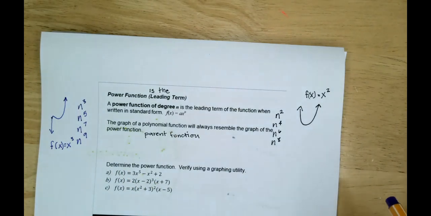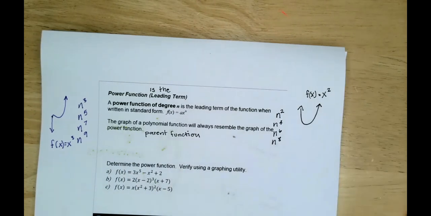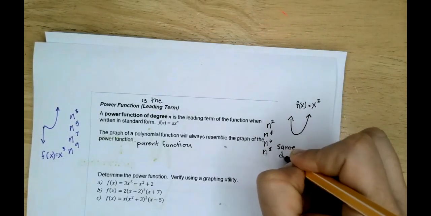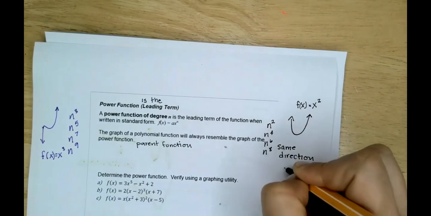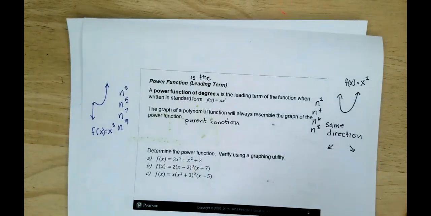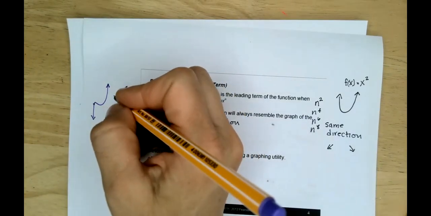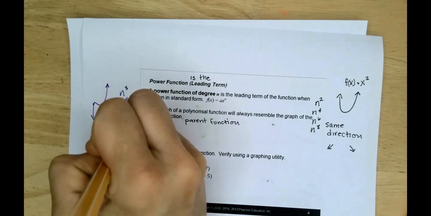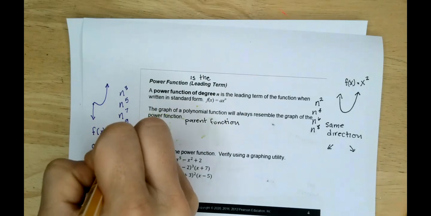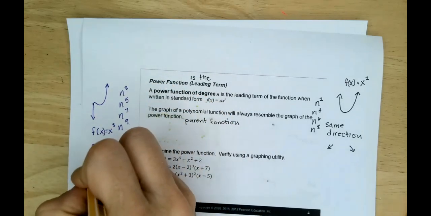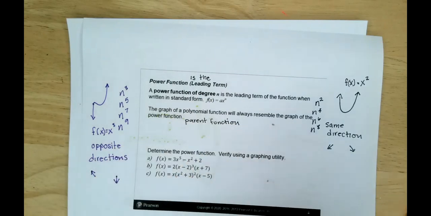Good? So if the leading term is even 2, 4, 6, 8, it will take on the shape of a parabola. Same direction on the left side and the right side. So it might be going up like this one, or it might be going down like this one. And if your leading term is odd, it will take on the shape of x cubed, which is different directions, or opposite directions maybe, to the left and right. In this case, we're going down to the left, up to the right, or it might be up to the right, down to the left.